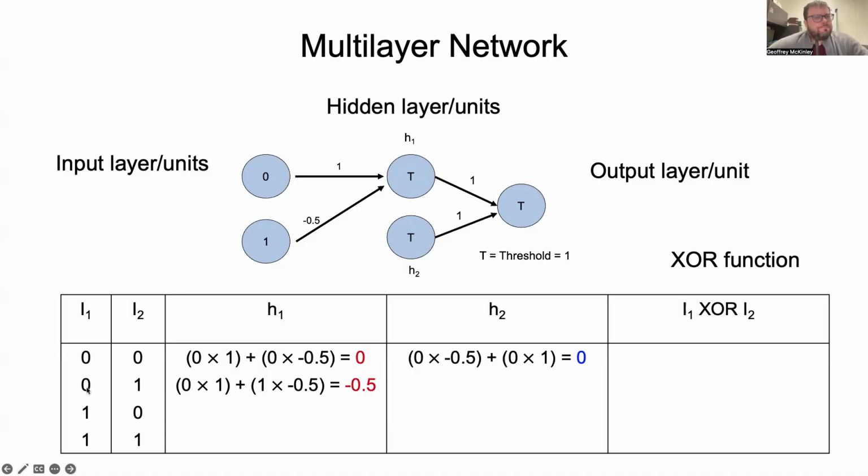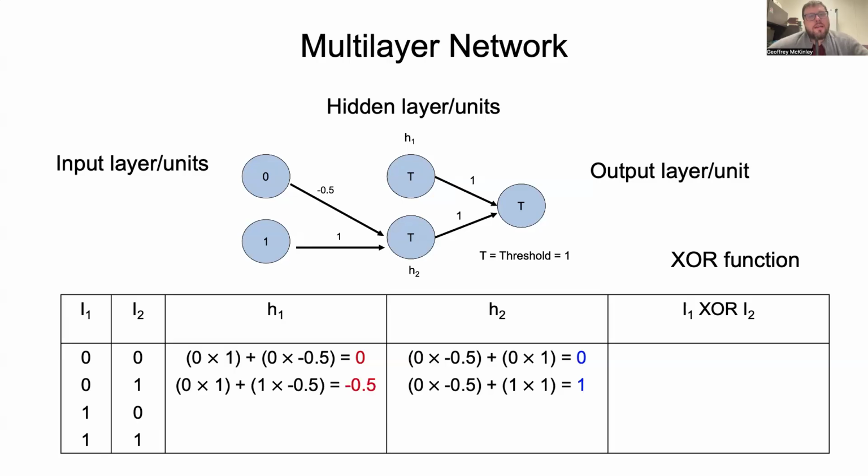So the input to this second hidden unit is going to be zero. And when input one is zero and input two is one, we have zero times one, which is zero, and then one times negative 0.5. When you add those together, you get negative 0.5. Let's do it for H2. Zero multiplied by the weight of negative 0.5, plus this input, which is one, times this weight of one. When you add those products together, you get one.